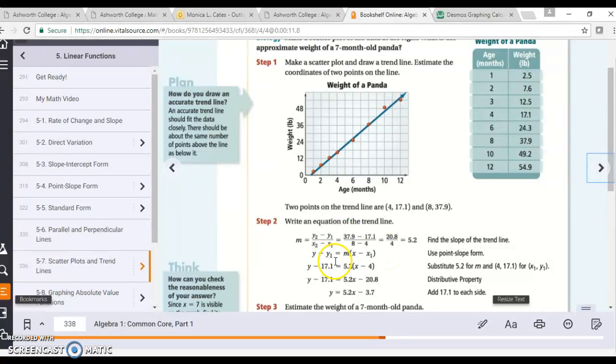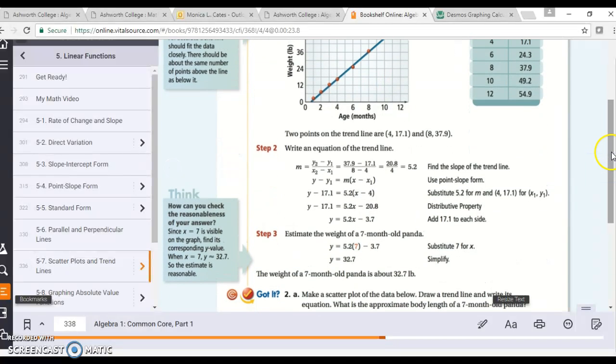And then they used that slope, which was 5.2, and they used one of their points, which was 4 and 17.1, and did y minus 17.1 equals 5.2 times x minus 4. So does it matter which one you use? No, again. Will your answers always be the same? No, because this is not consistent. As you can see, the points are not directly on the line. So if I chose 2 other points, my slope probably wouldn't be the same. So this is an approximate. This is an estimate.